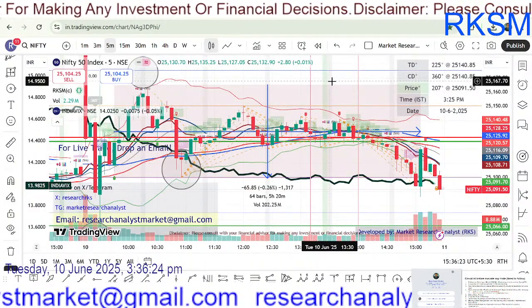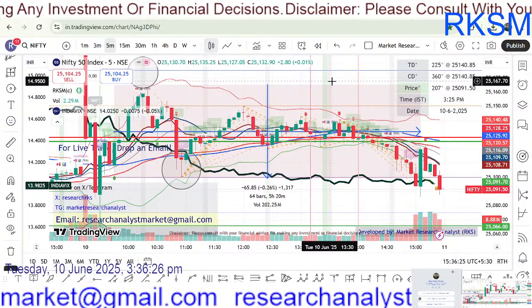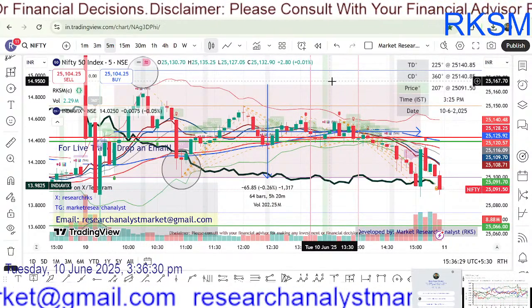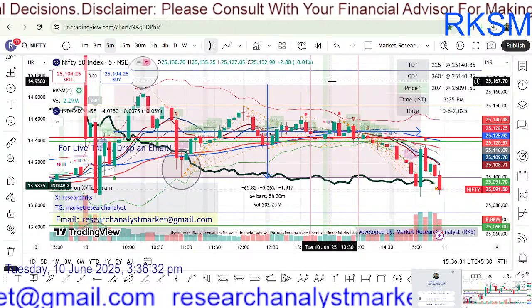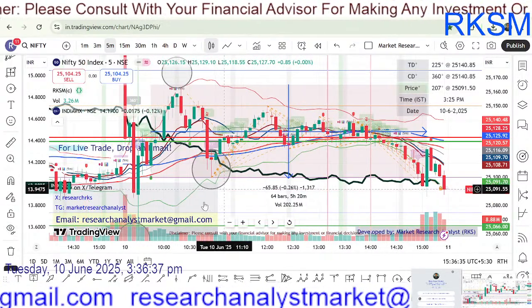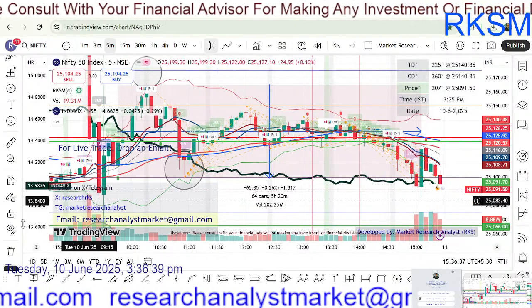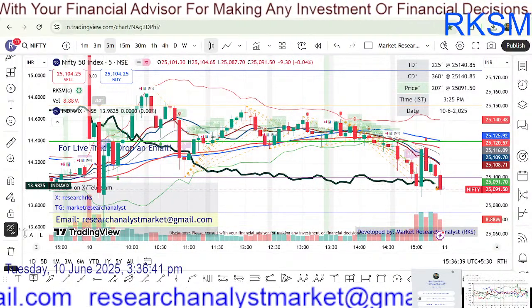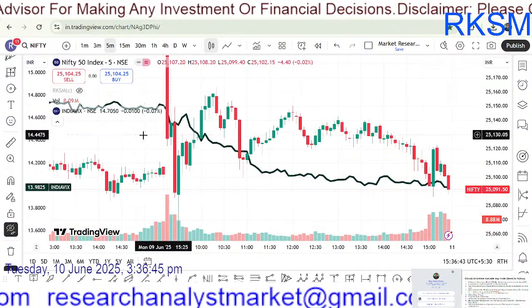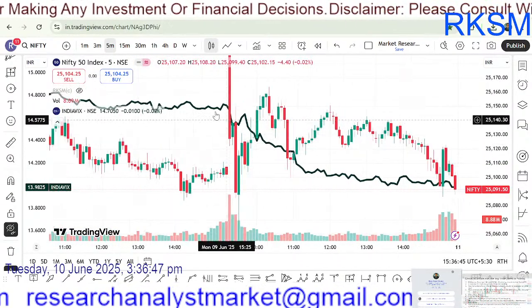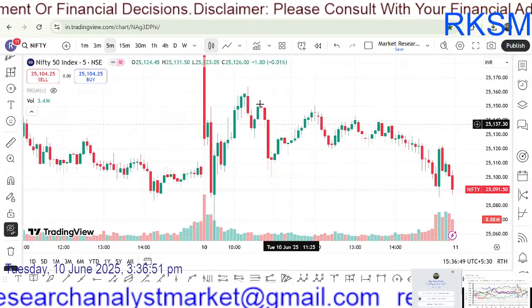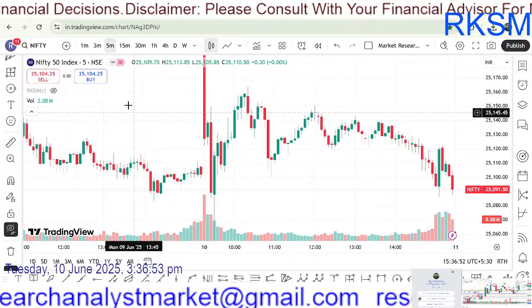Yeah, hello everyone, good afternoon. As today our market session has been over, now we can have a look at some analysis through our RKSM model. Okay, so let me switch off all the drawings and the model first. This India VIX I am also removing. Yeah, this is our Nifty chart.